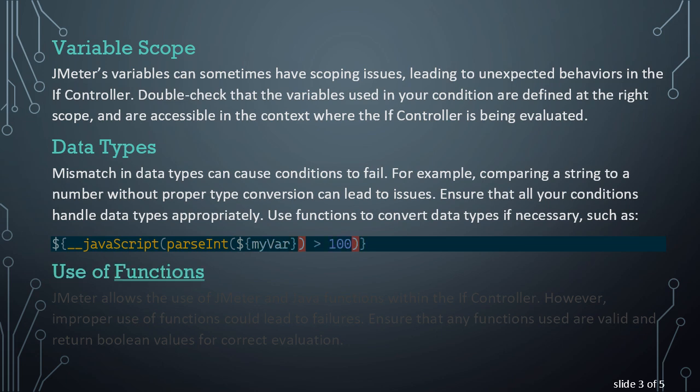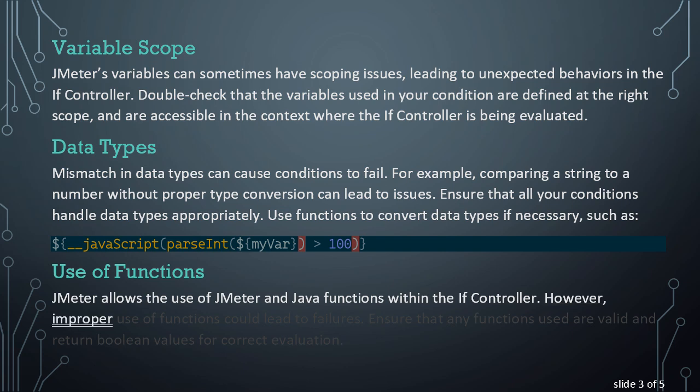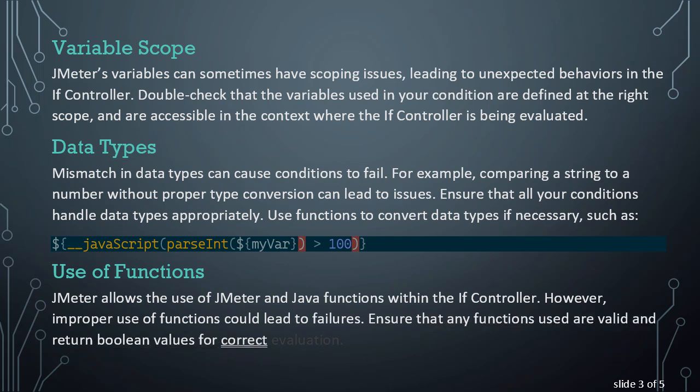Use of functions. JMeter allows the use of JMeter and Java functions within the if controller. However, improper use of functions could lead to failures. Ensure that any functions used are valid and return Boolean values for correct evaluation.